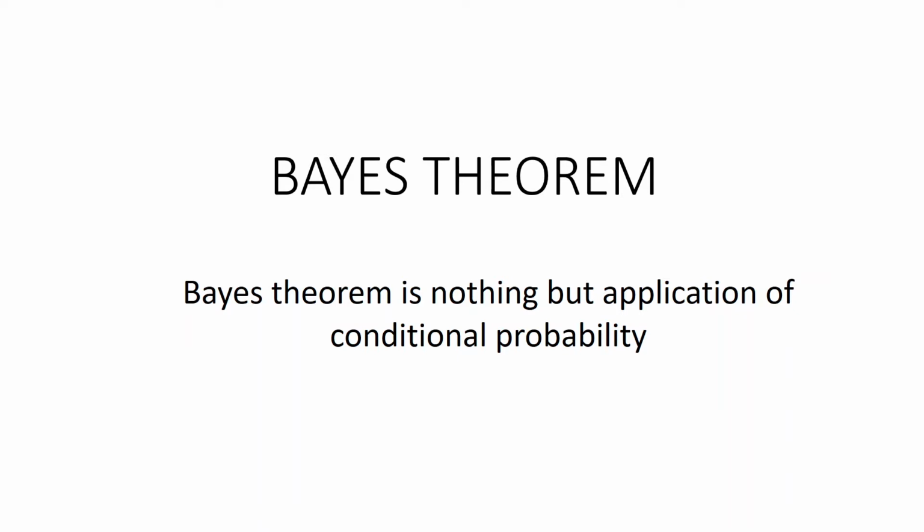I'm going to talk about Bayes' theorem. And Bayes' theorem is nothing but application of conditional probability. Therefore, for you to apply Bayes' theorem, you need to know how to use conditional probability. Bayes' theorem helps us to solve difficult probability issues, and it's one of the powerful theorems that we have in probability.